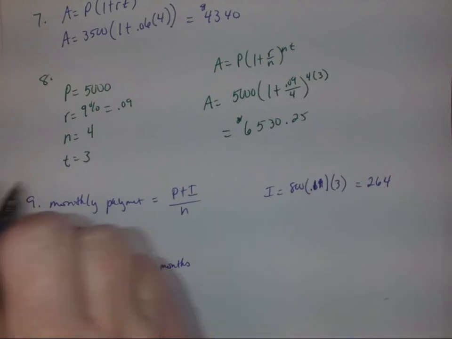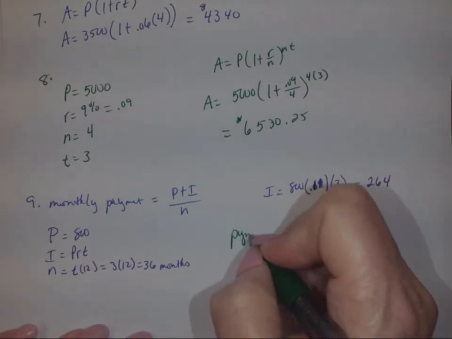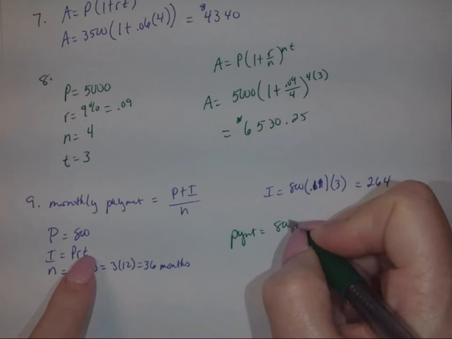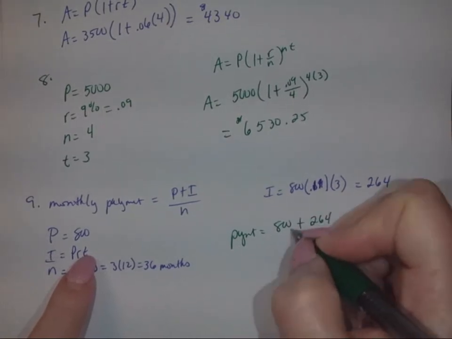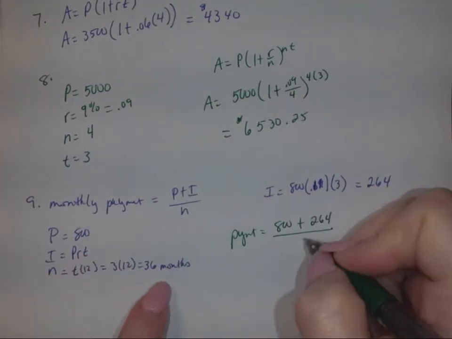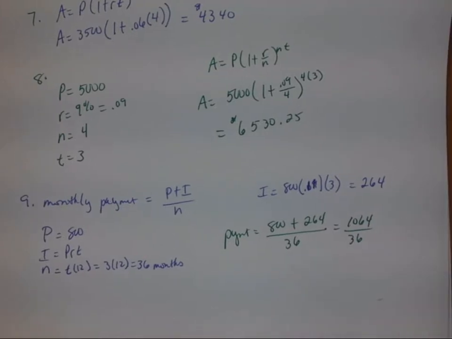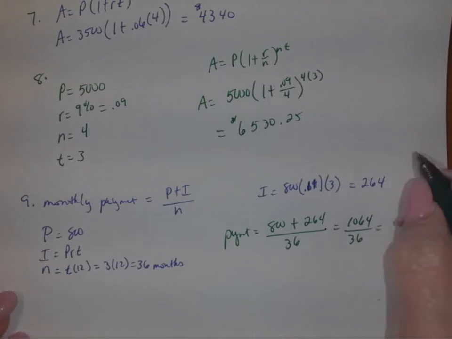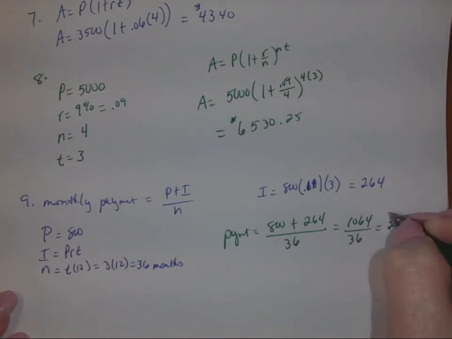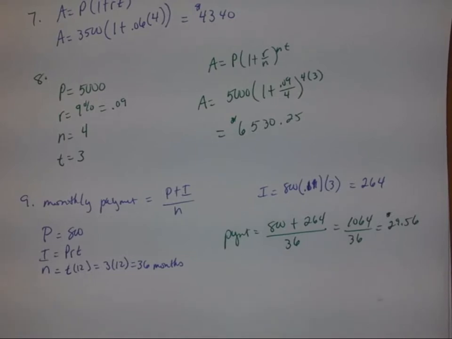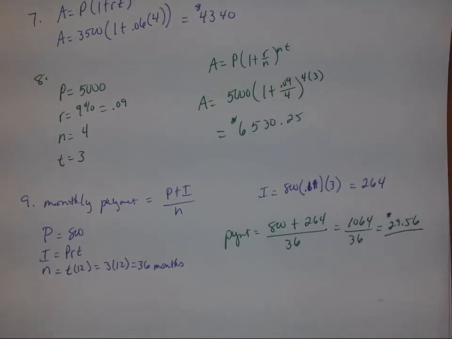So now to find our payment, it's going to be the principal of 800 plus our interest of 264, divided by our number of payments, which is 36. So we get 1,064 divided by 36, and that will get us a payment of $29.56. So that's our monthly payment. This is the final answer you're looking for. You have to find a few other things in order to do that.